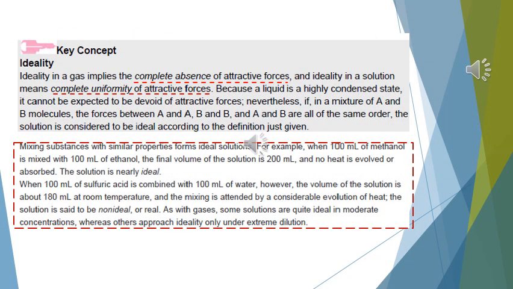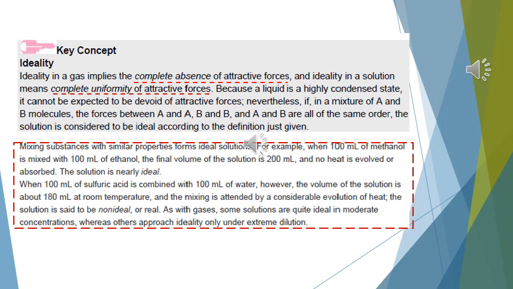From the previous slide, we can conclude that the ideality of gases means a complete absence of attractive forces, while ideality in solution means complete uniformity of attractive forces. So we have different meanings. In the gaseous state, we have a complete absence of attractive forces, but in the liquid state, because we have more condensed matter, we expect to see the presence of attractive forces, but ideality in this case means the uniformity of attractive forces.